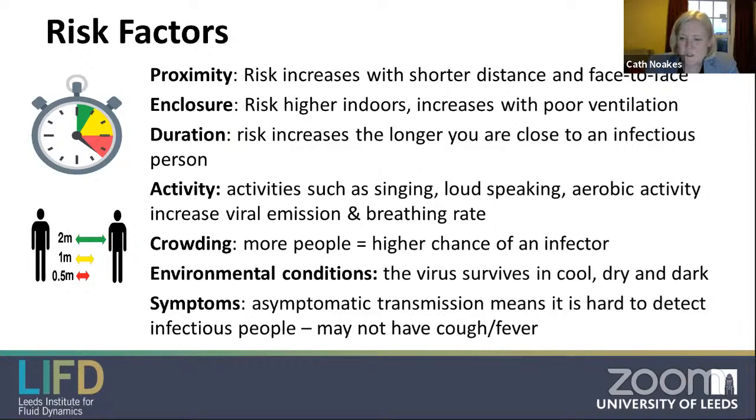And we know that indoors, poor ventilation is associated with higher risks of transmission, and particularly for some of the super spreading events that we've seen. Again, we know that with coronavirus and many other respiratory diseases, the risk increases the longer you spend close to an infectious person. And obviously that's why household risks become very high, because you're spending a lot of time in close proximity.